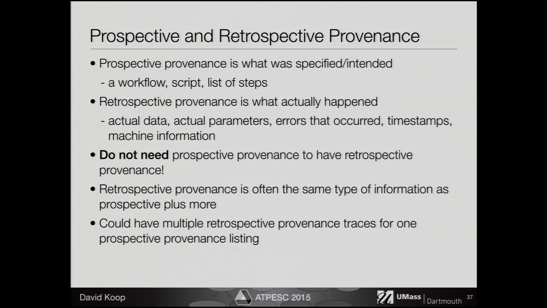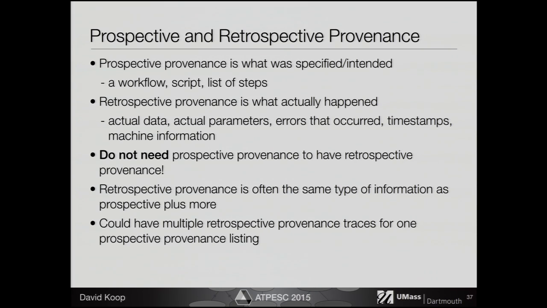One thing that comes into provenance modeling is prospective and retrospective provenance. Prospective provenance is a recipe for what I expect to do: the workflow, the script, the code that's behind things. Retrospective provenance is the things that are specific to an execution. You don't need prospective provenance, but it's often useful to help inform the retrospective provenance. Retrospective provenance keeps the same type of information as the prospective provenance, plus a bit more. And you can run a workflow or a set of code multiple times, so you can have multiple retrospective provenance traces for one prospective provenance listing.